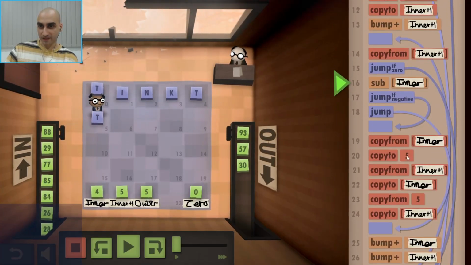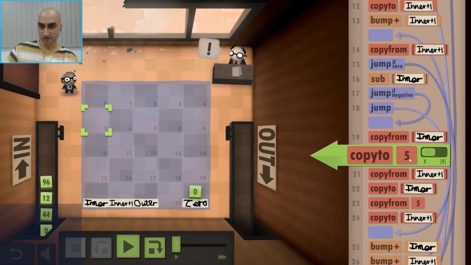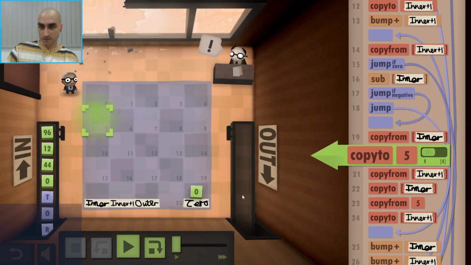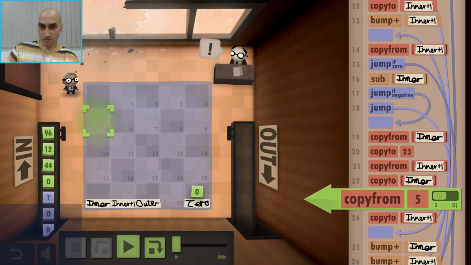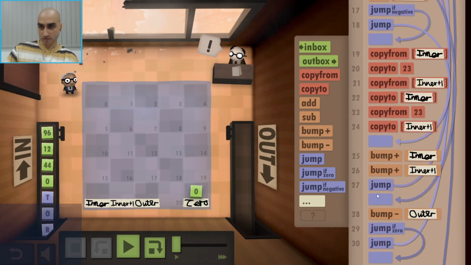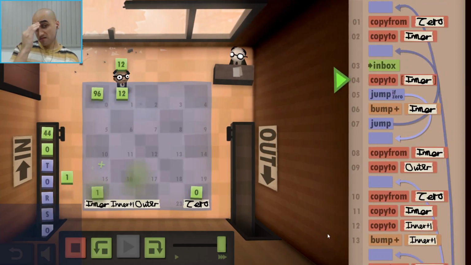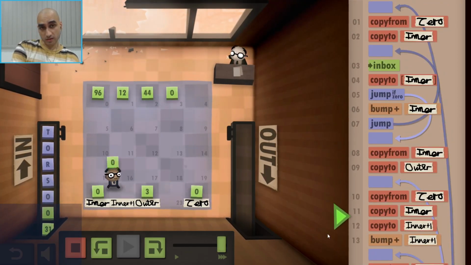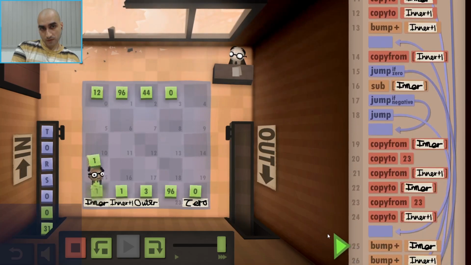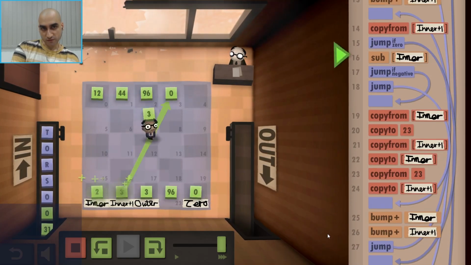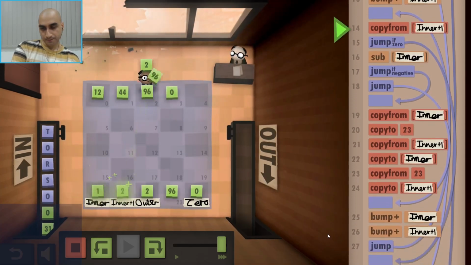Yeah, so 5. That was a bad choice of number. Let's go for 23. That's just a temp variable. Alright, this looks like it'll work. Swap the 44 and the 96.